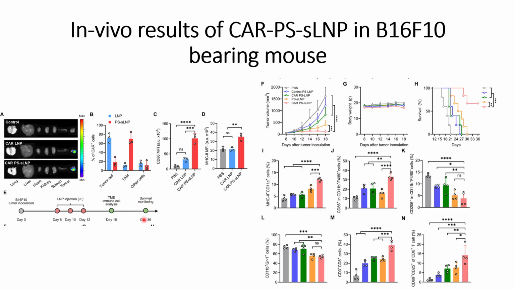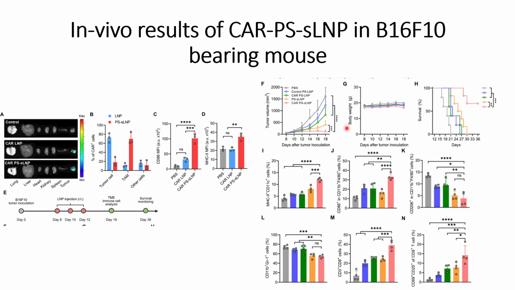and at day 36 they did their survival analysis. What they are able to find is that in the case of tumor volume, they see maximum tumor suppression in the case of CAR-PS-sLNP, whereas in the case where they use either this sting agonist or only this CAR construct, they see minimum tumor suppression, that is green and yellow, whereas maximum tumor suppression can be seen when both the CAR construct and sLNP are used.